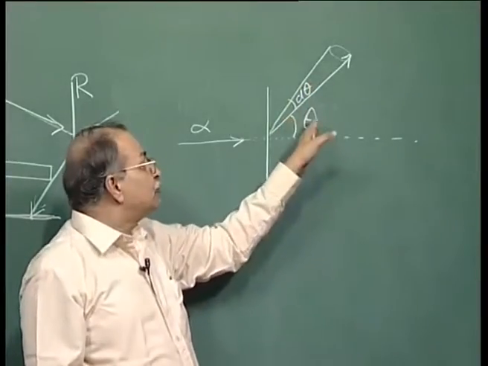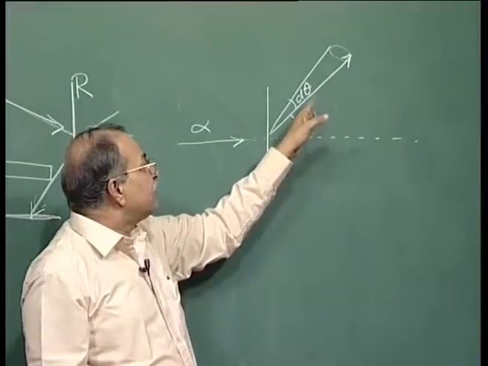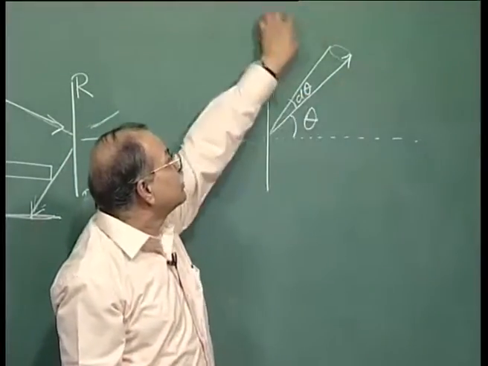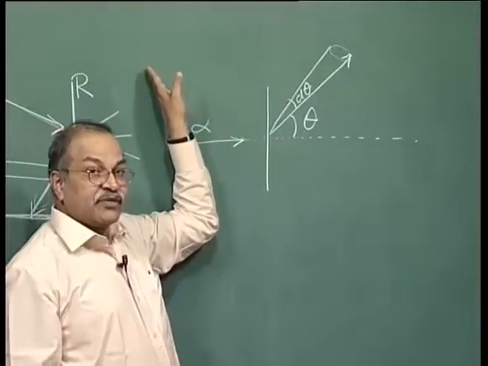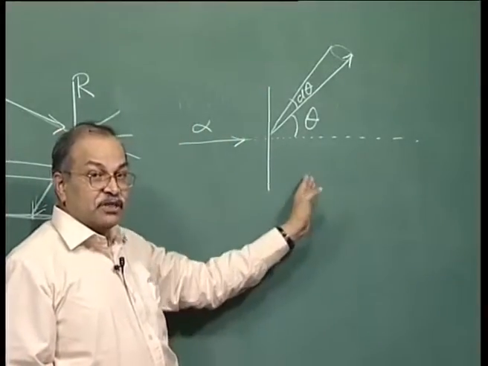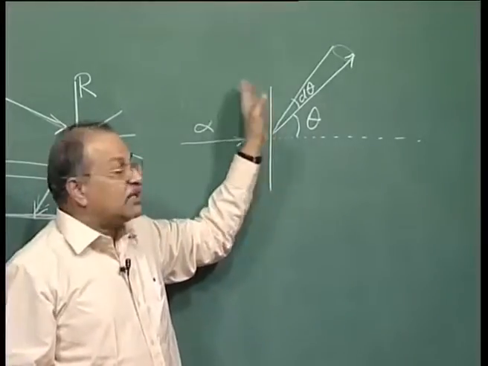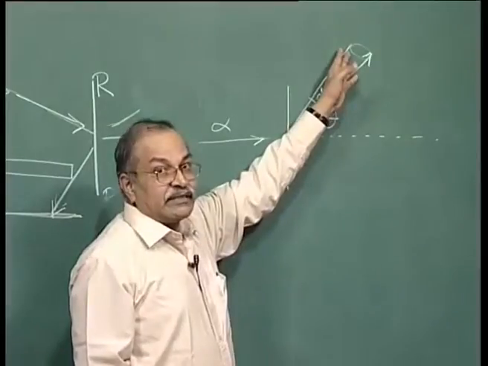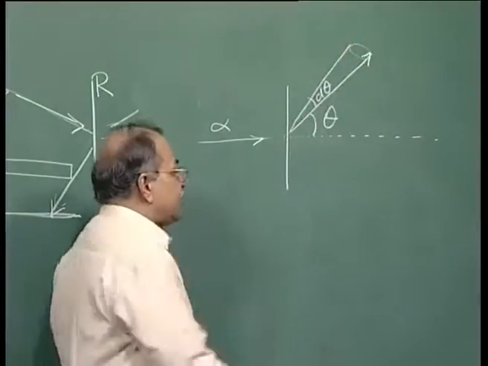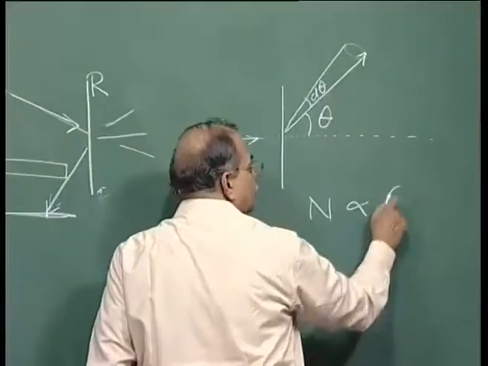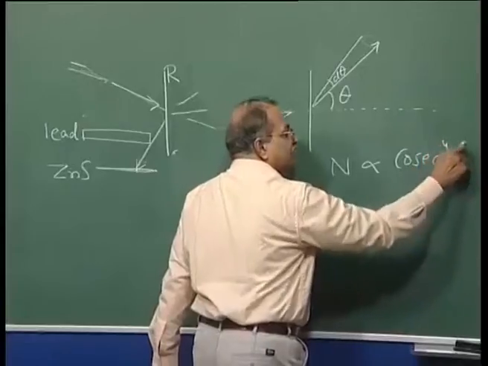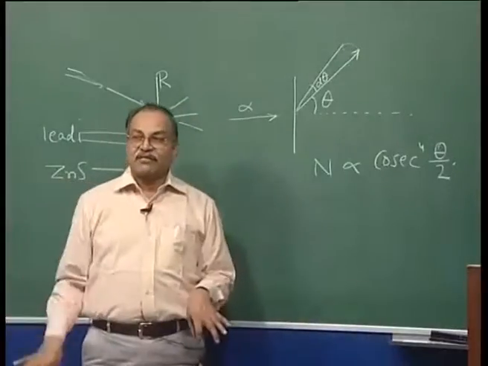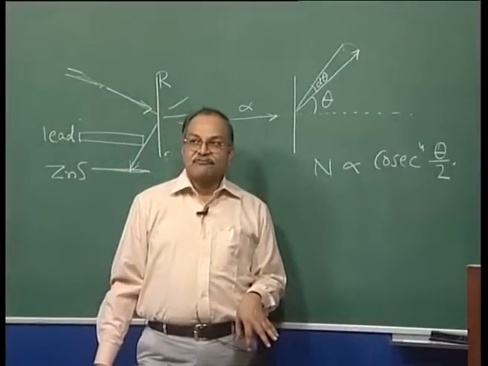So, that means, if you change this theta, put your detector here, here, here, and here, you are changing theta. So, the number of alpha particles that you will get in the same detector, the same angle d theta, will depend on theta, as N will be proportional to cosec 4 theta by 2. So, that was one conclusion from that Rutherford scattering formula.